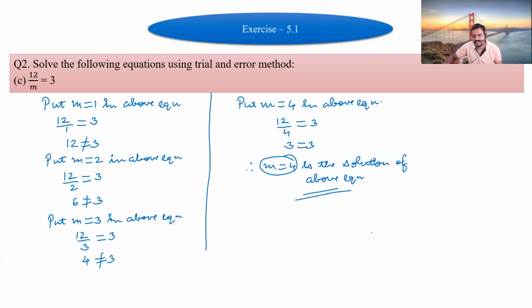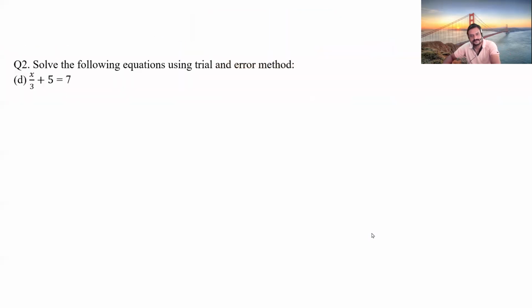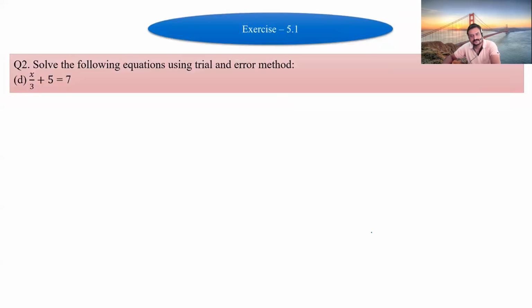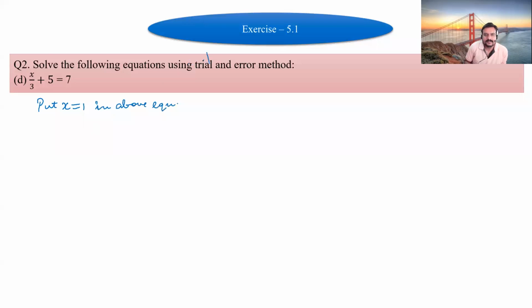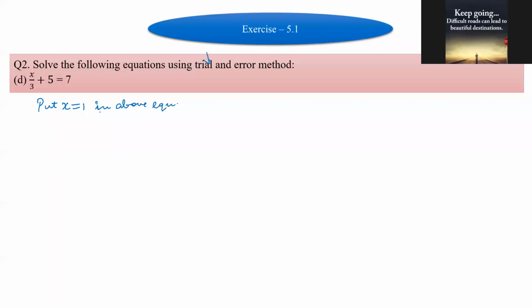Yes, Kalash, go on with the next one. Yes, sir. Sir, the question is x plus x by 3 plus 5 is equal to 7. Sir, I have made a table of that. What value of x makes LHS equal to RHS? You have to use the trial and error method. Yes, sir, that only.